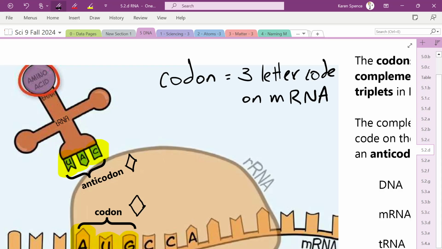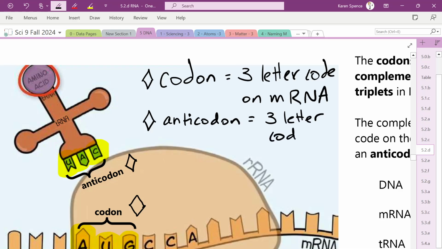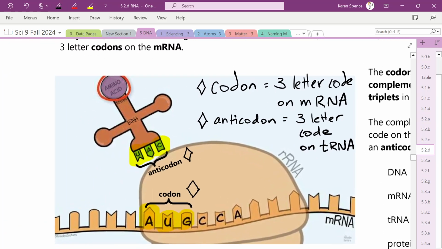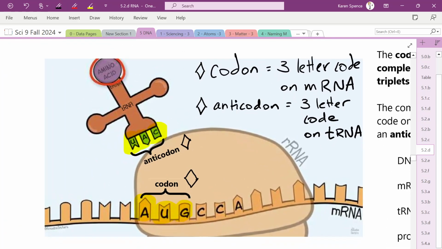Okay? So an anticodon is the 3-letter code on the tRNA. The anticodon and the codon are complementary.